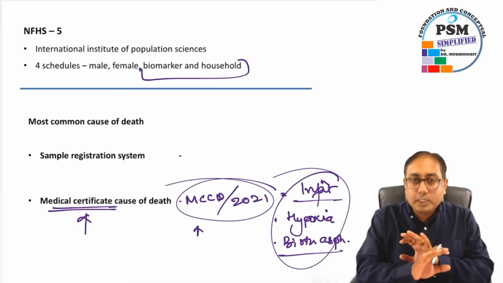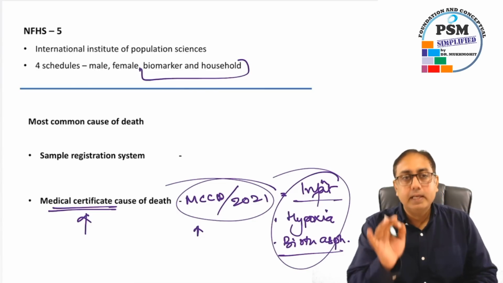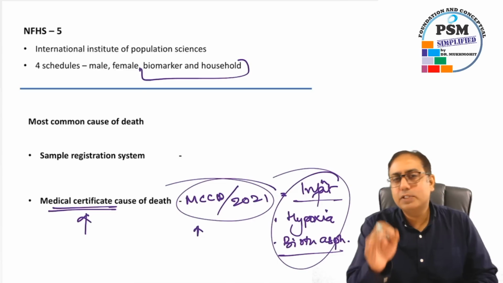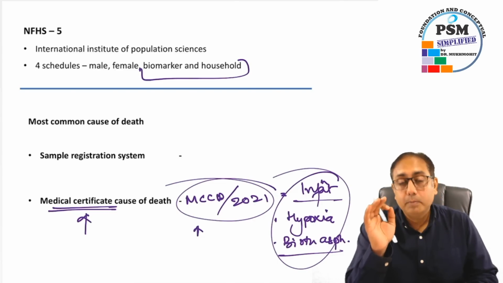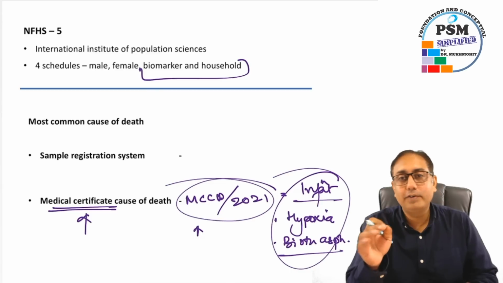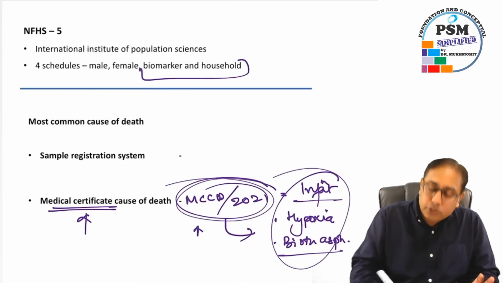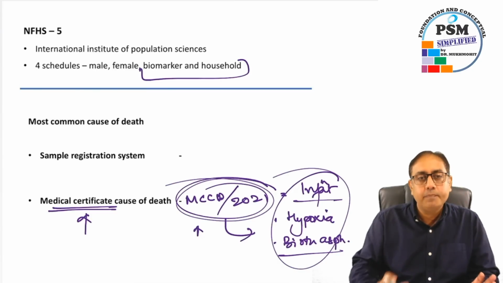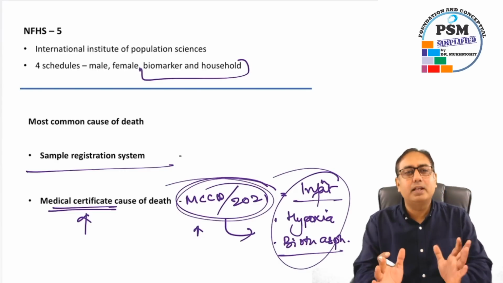But if the MCQ does not say anything, please note my words. If the MCQ says most common cause of infant deaths or the neonatal deaths or the under 5 deaths, as per the MCCD data, what is your answer? Hypoxia, birth asphyxia in that case. Otherwise, if nothing is said, then your answer is the general answer.